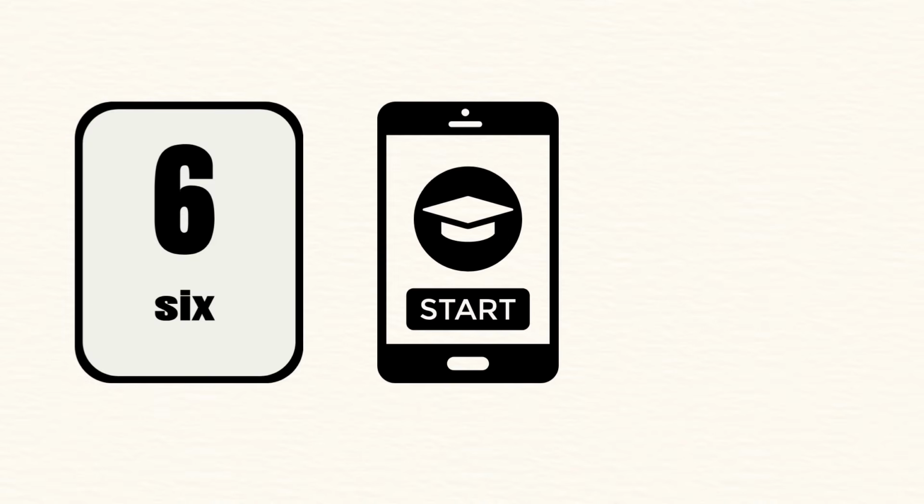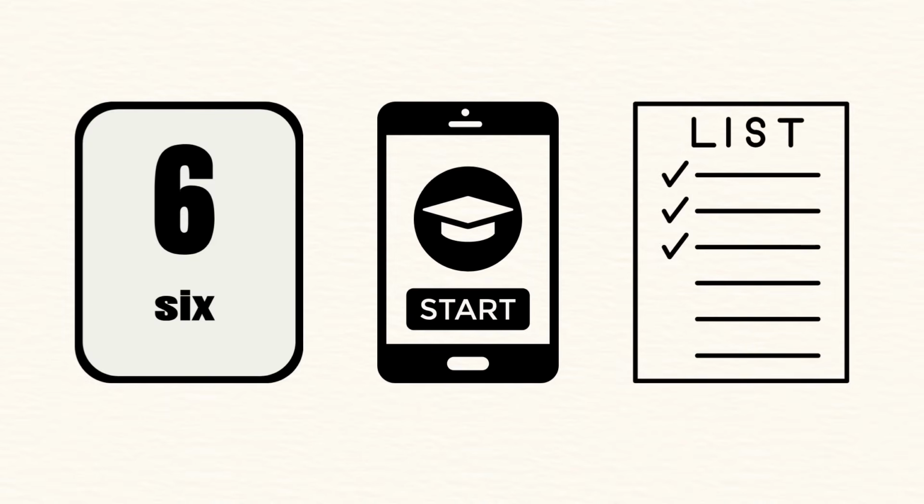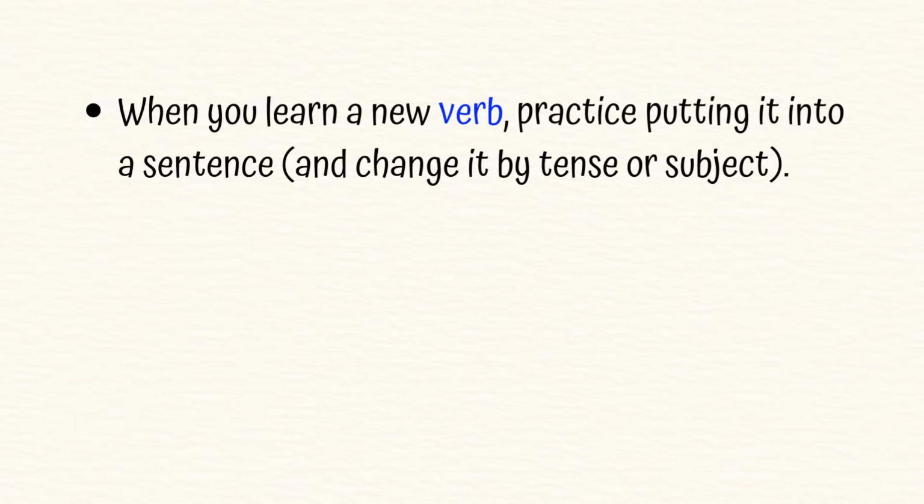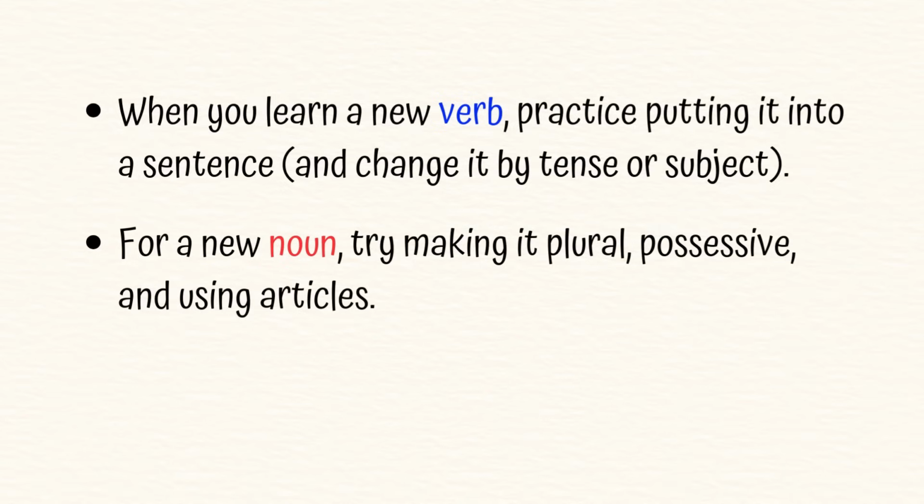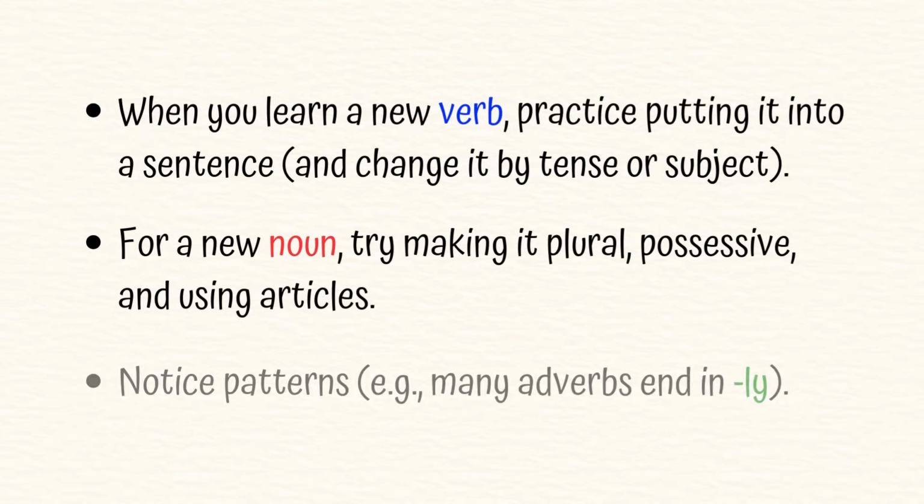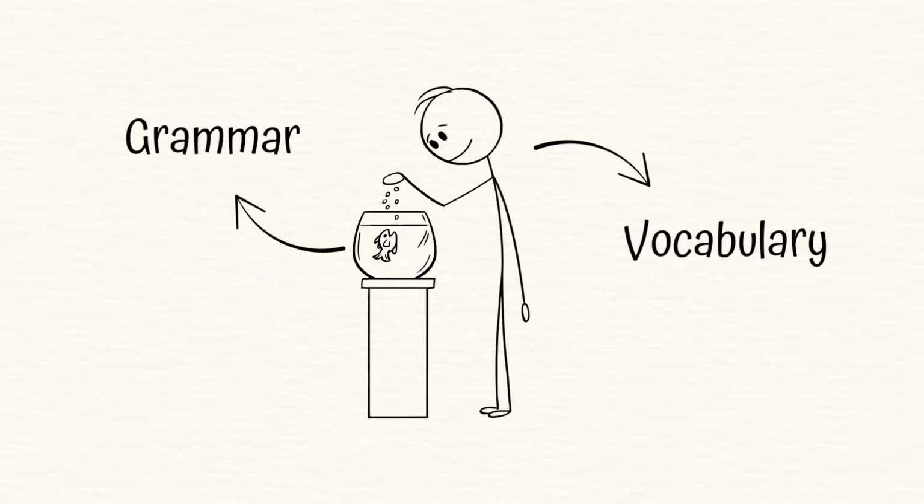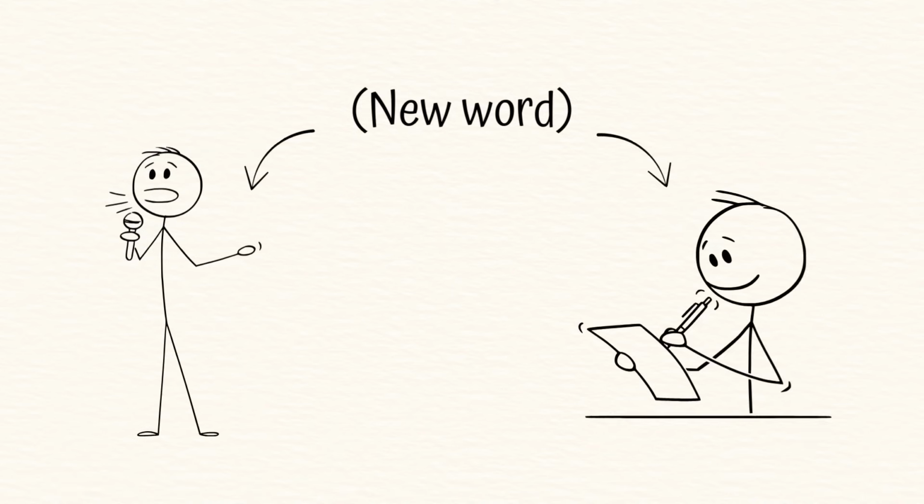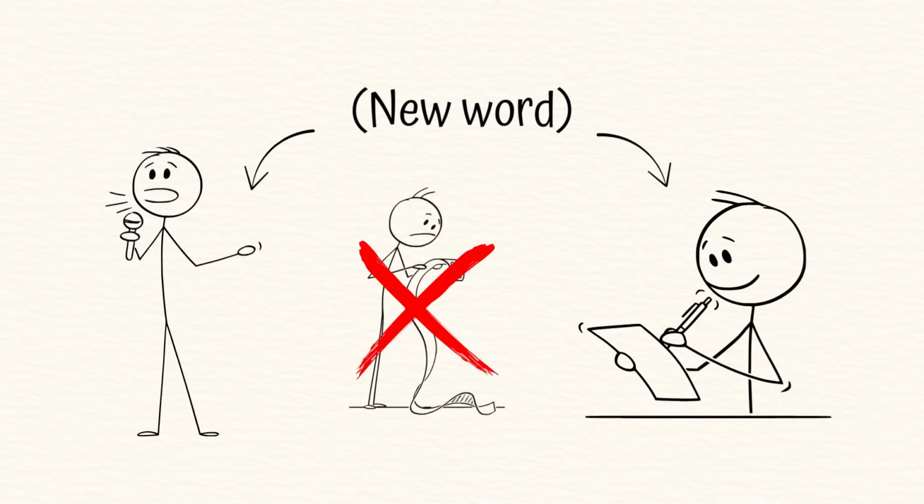Use flashcards, apps, or word lists sorted by part of speech categories. When you learn a new verb, practice putting it into a sentence and change it by tense or subject. For a new noun, try making it plural, possessive, and using articles. Notice patterns. For example, many adverbs end in ly. Vocabulary feeds grammar. It gives you more material to practice the rules with. Just remember to also practice using these words in speaking or writing, not only memorizing lists.